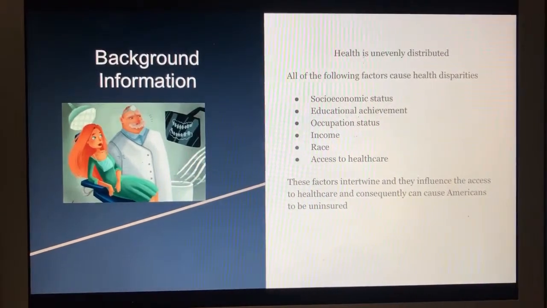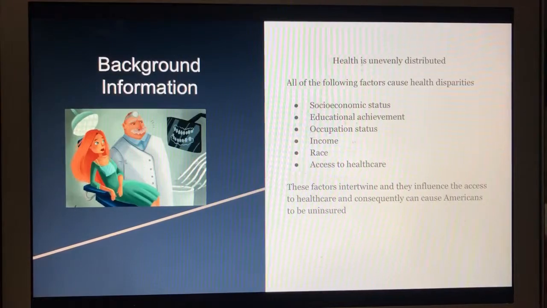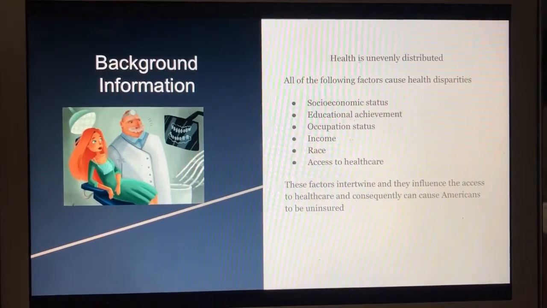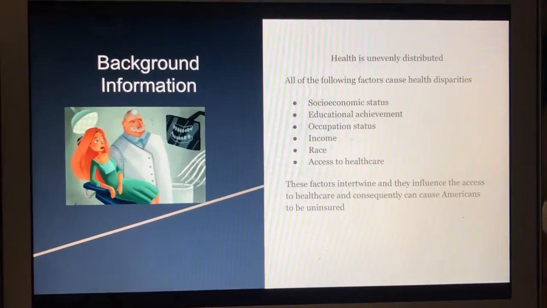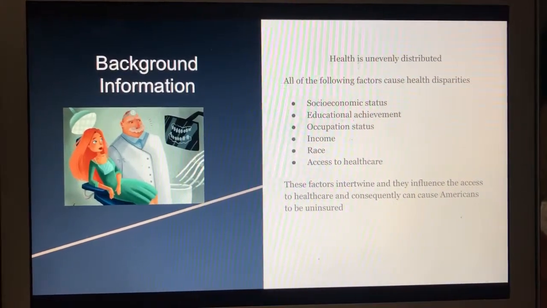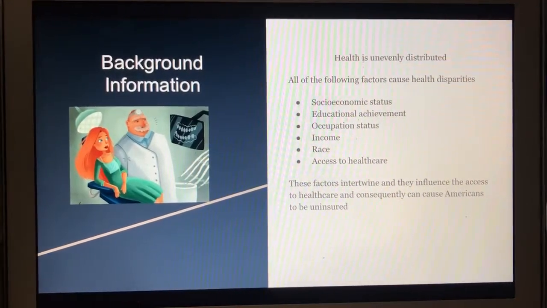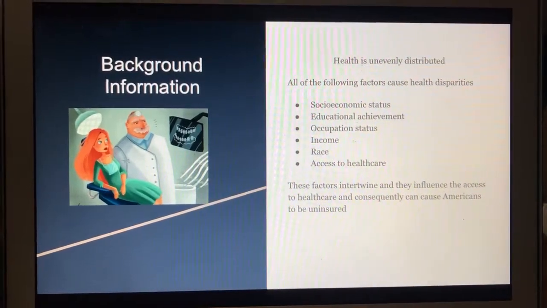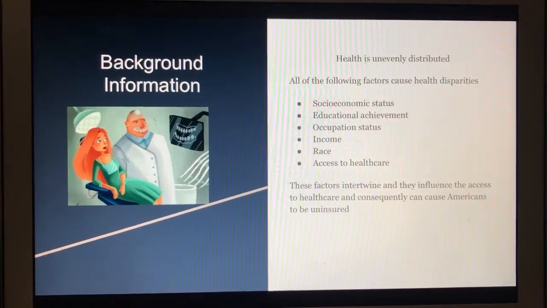Background information. Health is unevenly distributed. All of the following factors cause health disparities: socioeconomic status, educational achievement, occupation status, income, race, access to healthcare. These factors entwine and they influence the access to healthcare and consequently can cause Americans to be uninsured.